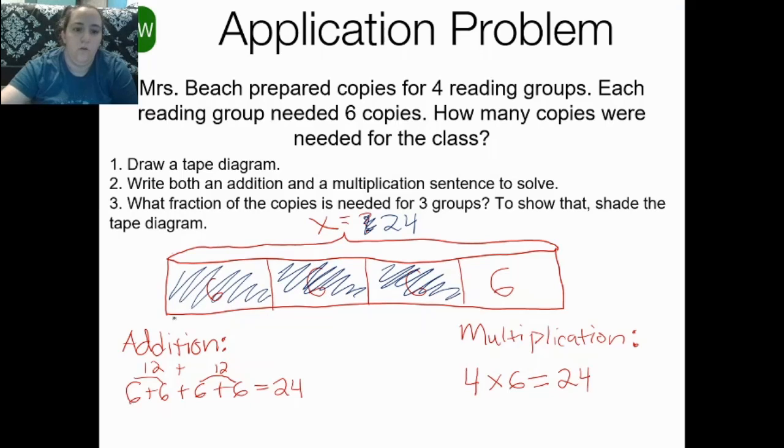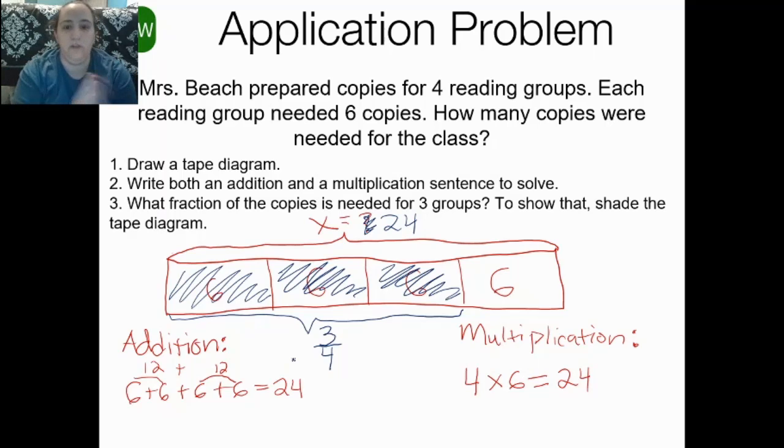And so what fraction here is shaded? So we have 1, 2, 3, 4 parts of this. So we know that in total there's going to be 4. Now how many are shaded? That's 1, 2, 3. So we have 3 out of 4. So, 3/4 of the copies would be needed for 3 groups. So, that is the total problem. So, that's it today.